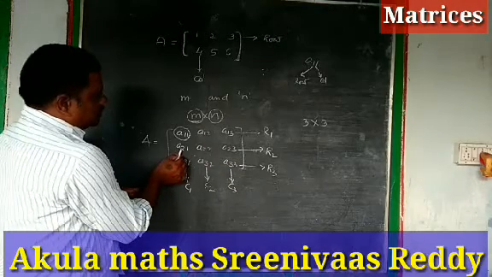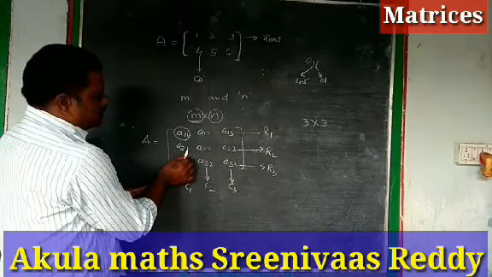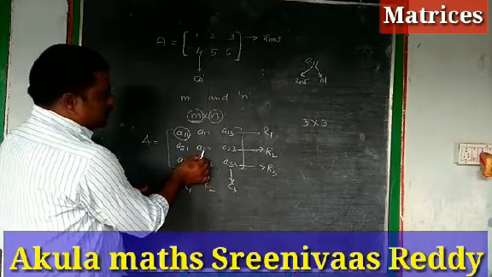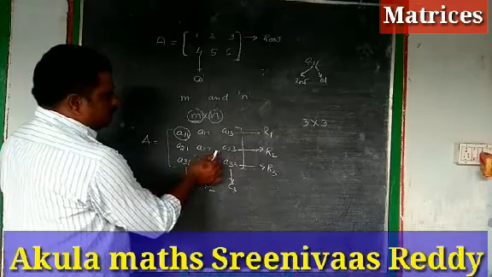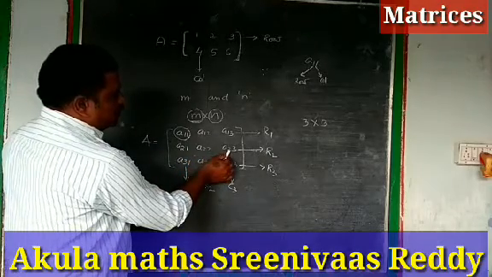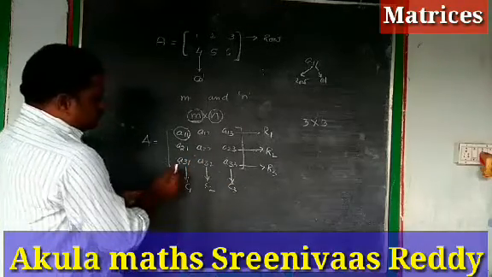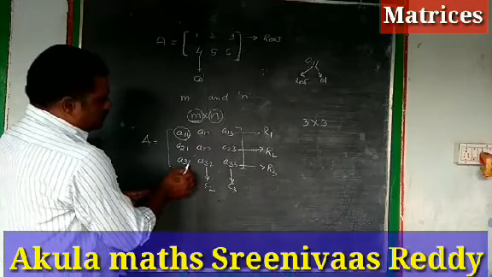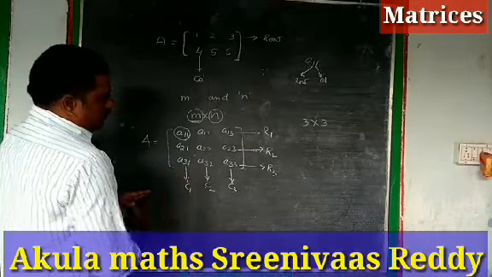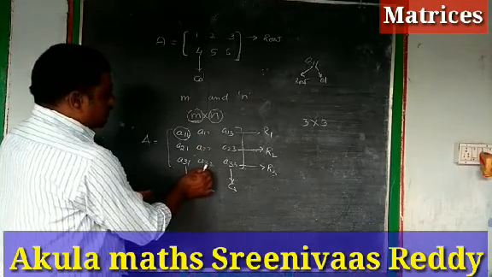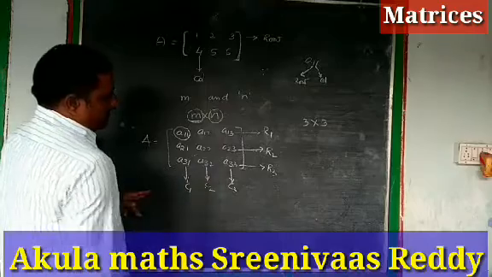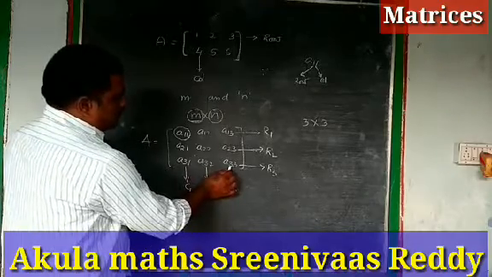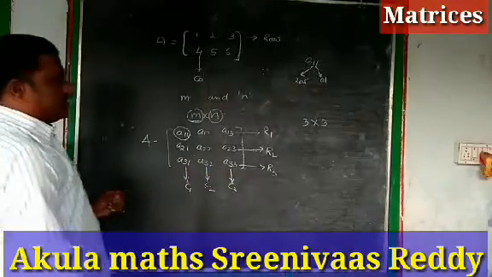And this one is the second row, first column element. This one is the second row, second column element. This one is the second row, third column element. This one is the third row, first column element. This one is the third row, second column element. This one is the third row, third column element.